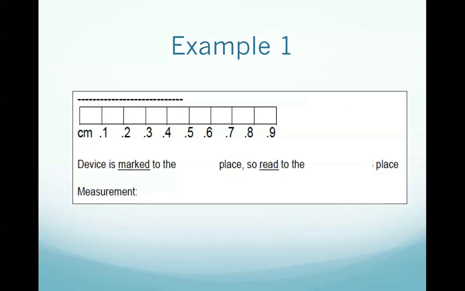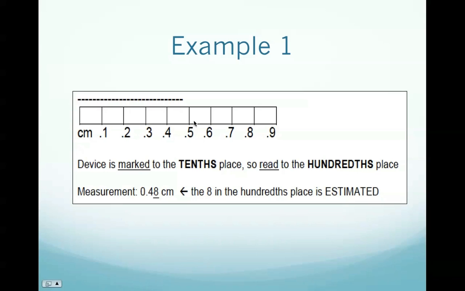So in this first one, we see that the device is marked to the tenths place. So remember, we estimate one additional digit or place value. If it's marked to the tenths, we're going to read to the hundredths place. So again, one place value to the right. So this measurement, we can see that it's between the 0.4 and the 0.5. We're going to estimate to the hundredths, so I'm estimating between these two values to an answer of 0.48 centimeters. So the 8 in my hundredths place is that digit that's estimated. Instead of writing 0.4 or 0.5, by including that 8, we're making it a more precise answer.